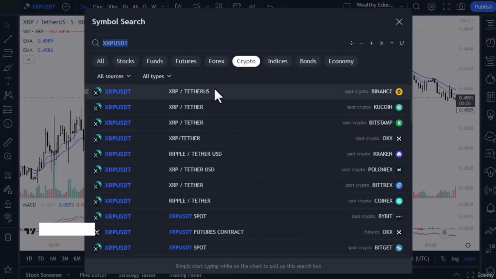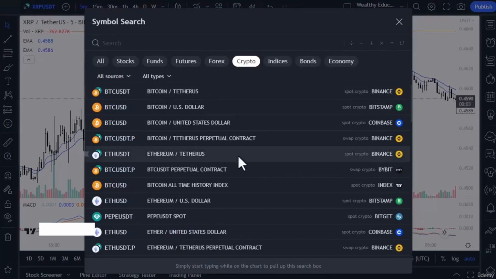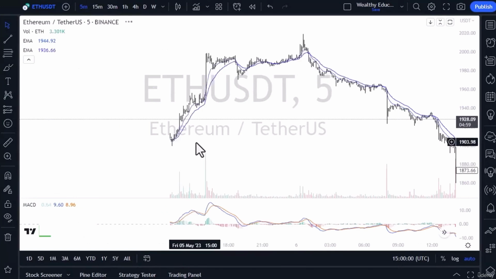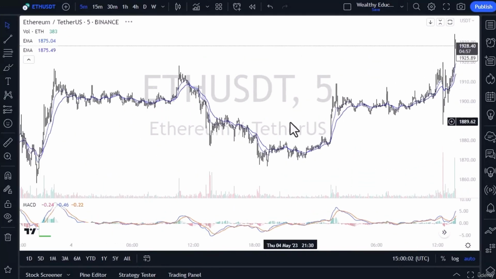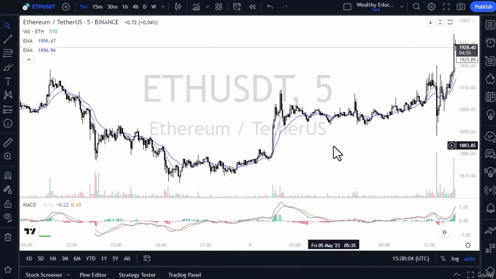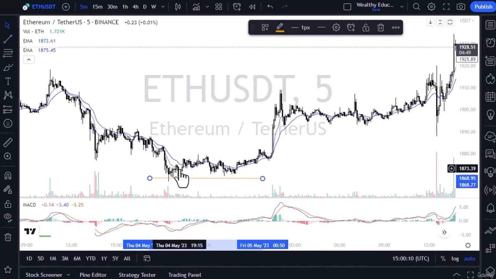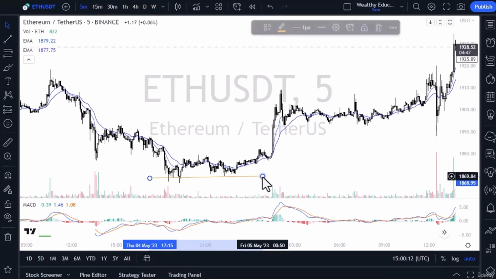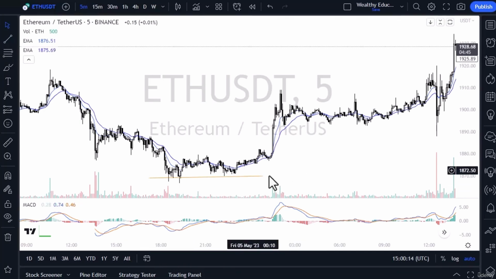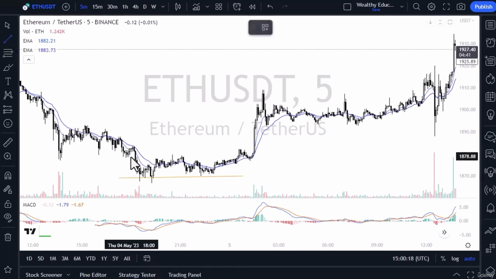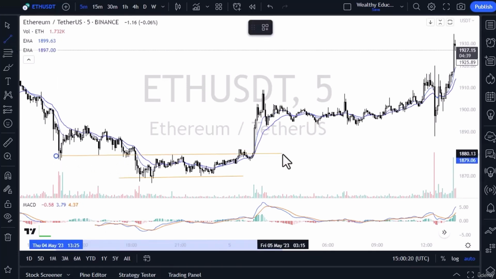Let's go ahead and take a look at another chart. Let's do Ethereum. So let me zoom out a little bit. Kind of an interesting, kind of longer term forming double bottom here. You could call that a double bottom, or you could call the whole thing a double bottom, maybe even a triple bottom if you want. Just 3 attempts. Clear support and resistance right about here.